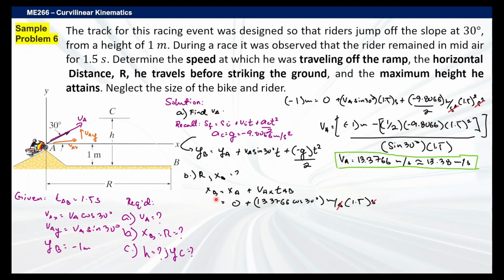And then, cancel, and then we get meters. So XB here is 17.3767 or 17.38 meters. Okay, the last component here would be yung max height.